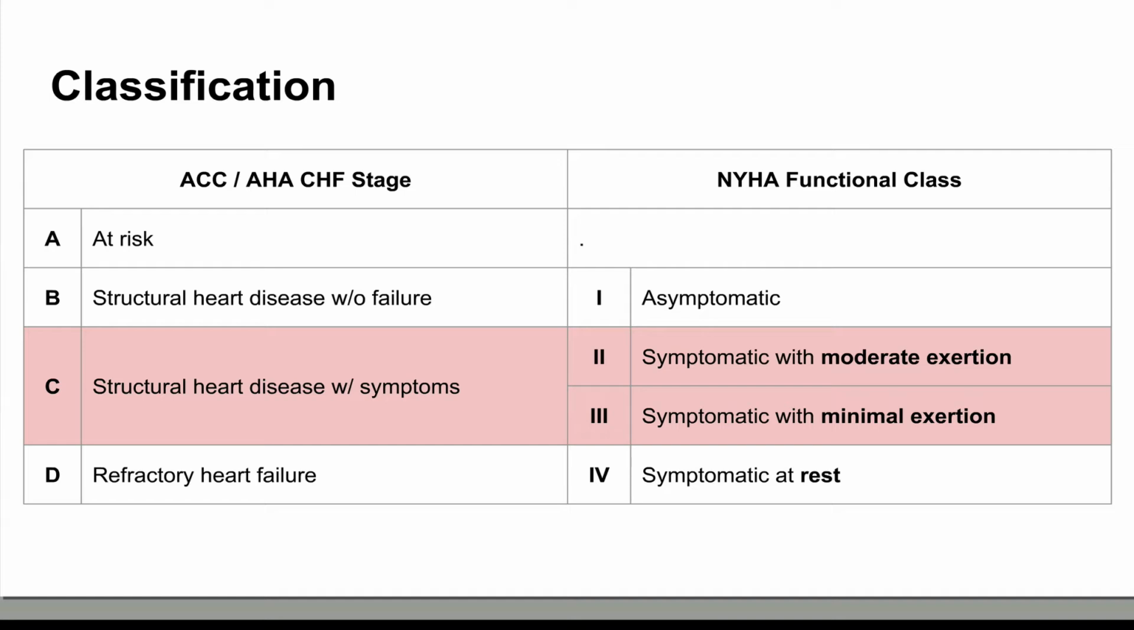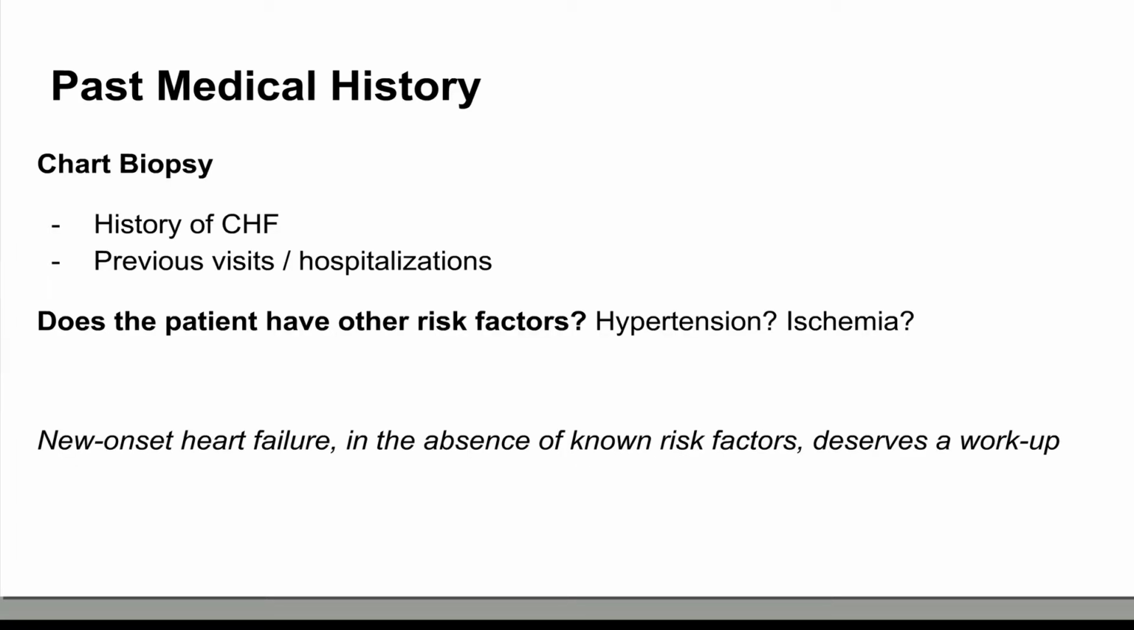The NYHA functional class: 1 is asymptomatic, 2 is symptoms with moderate exertion, 3 is with very minimal exertion, and 4 is symptomatic at rest. Highlighted in red are stage C and functional class 2 and 3, which are really the patients that you're going to be dealing with most of the time. Stage D and functional class 4 are often in a cardiac care unit or working towards hospice, essentially. But in stage C and functional class 2 and 3, there's a lot we can do to try to get them in a good place, whereas A and 1 are usually trying to do more preventive care.